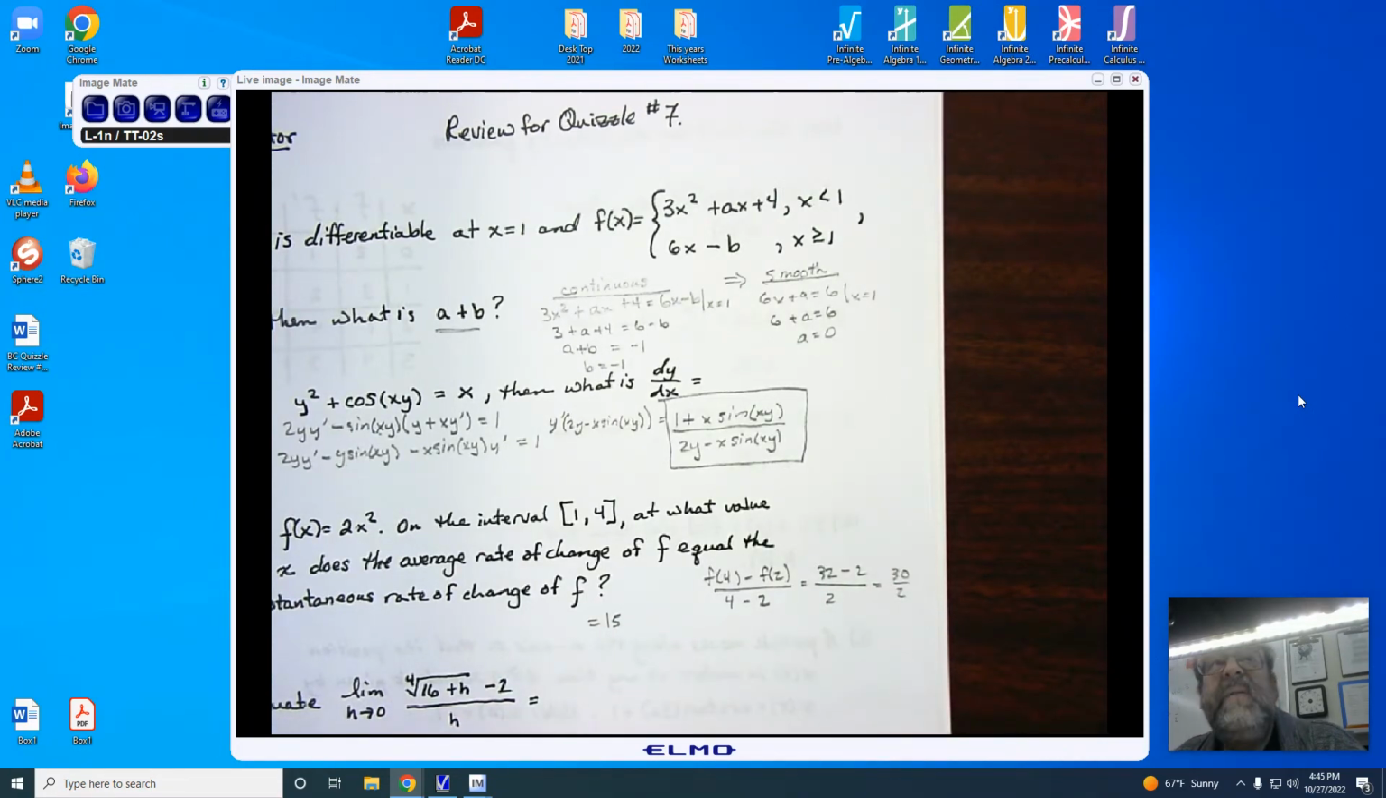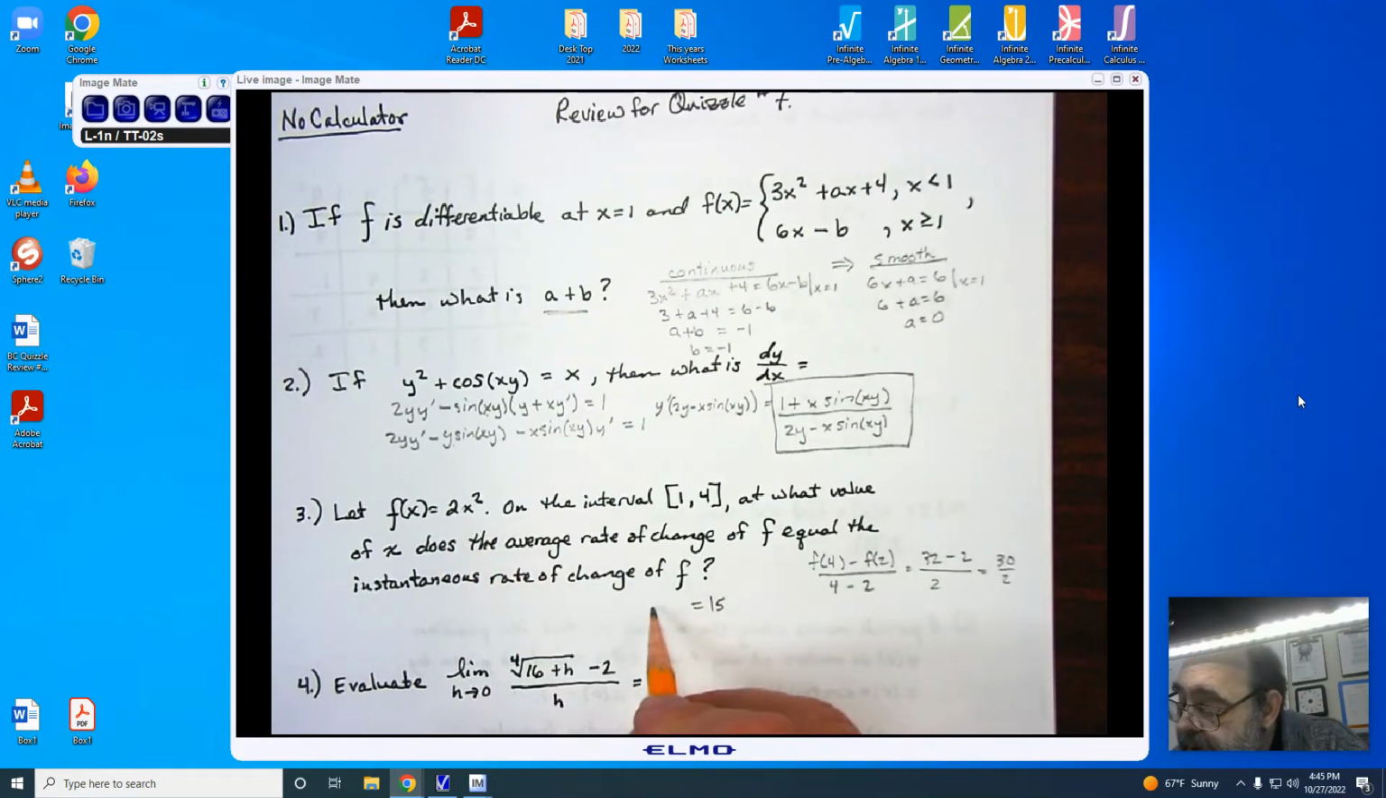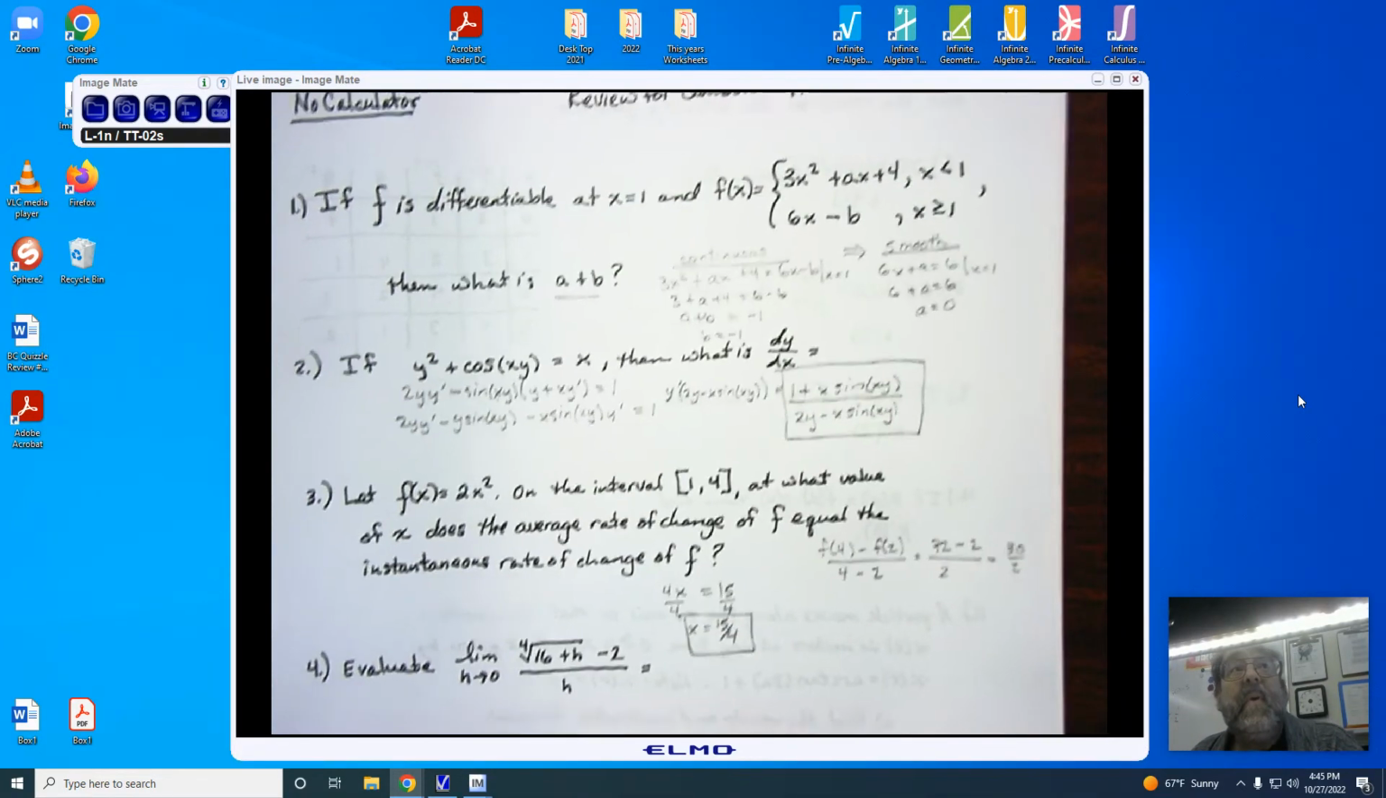I'm now going to set that 15 equal to the instantaneous rate of change. That's 4x. Divide both sides by 4, and x must equal 15/4. This brings us to number 4.